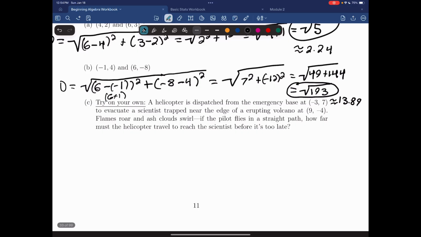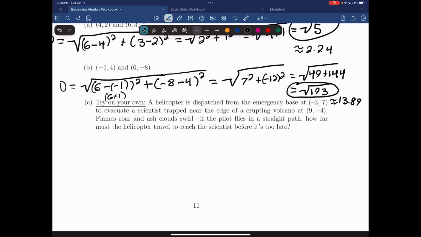Alrighty. So for example C, I encourage you to pause the video and solve this word problem on your own. And assuming you have given it a go, let's go through it. Our word problem is: a helicopter is dispatched from an emergency base at the coordinate point -3, 7 to evacuate a scientist trapped near the edge of an erupting volcano at the point 9, -4.